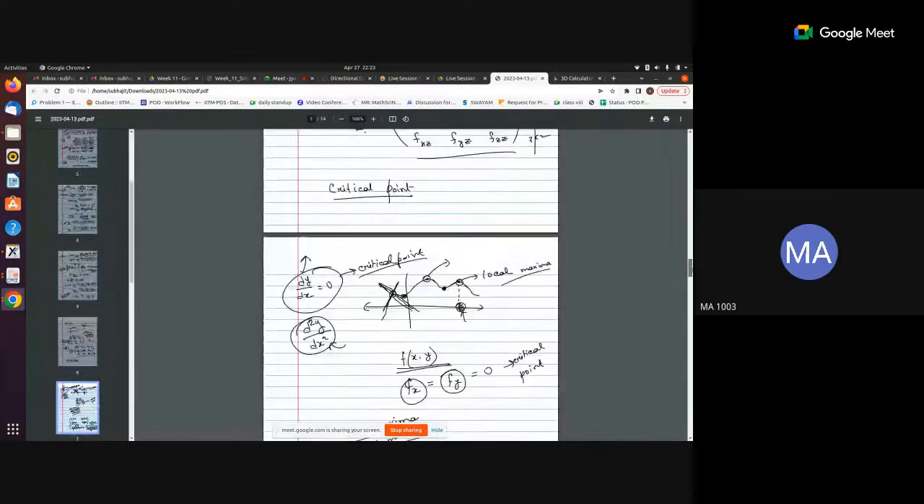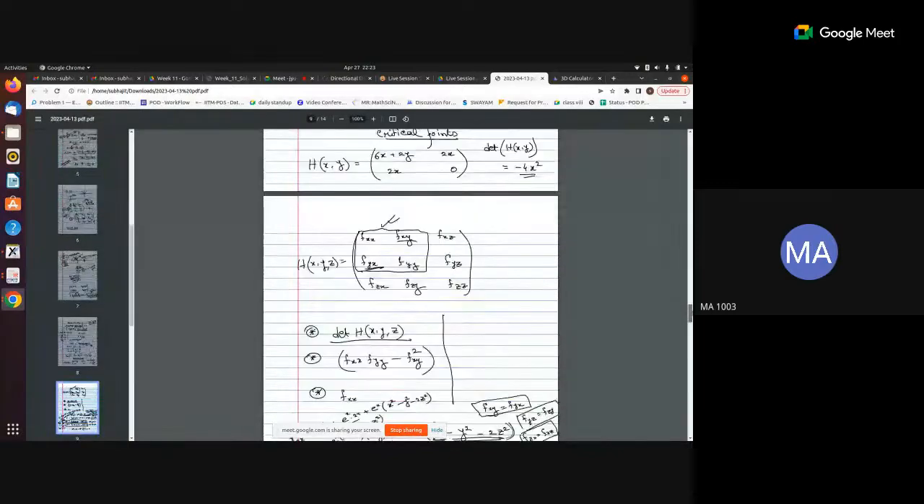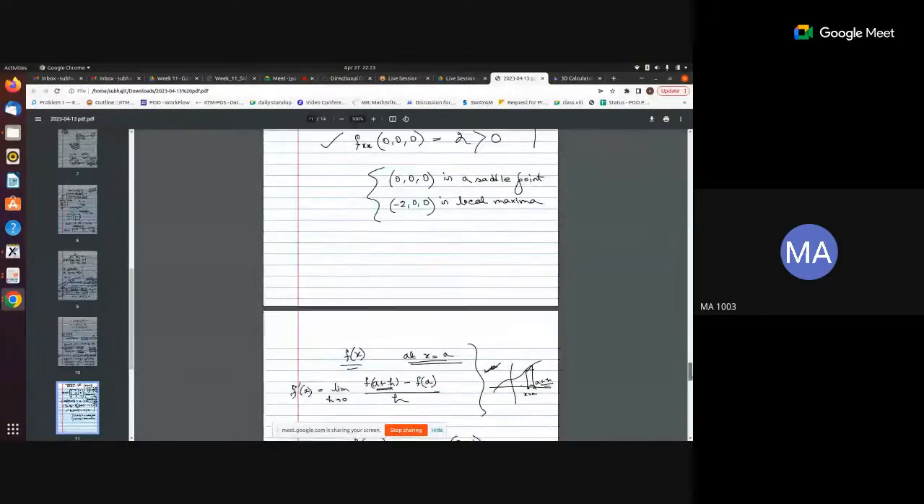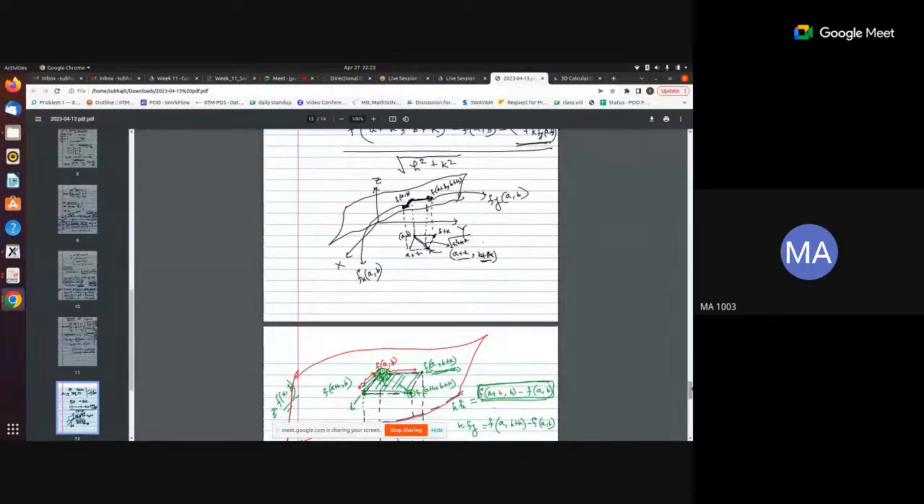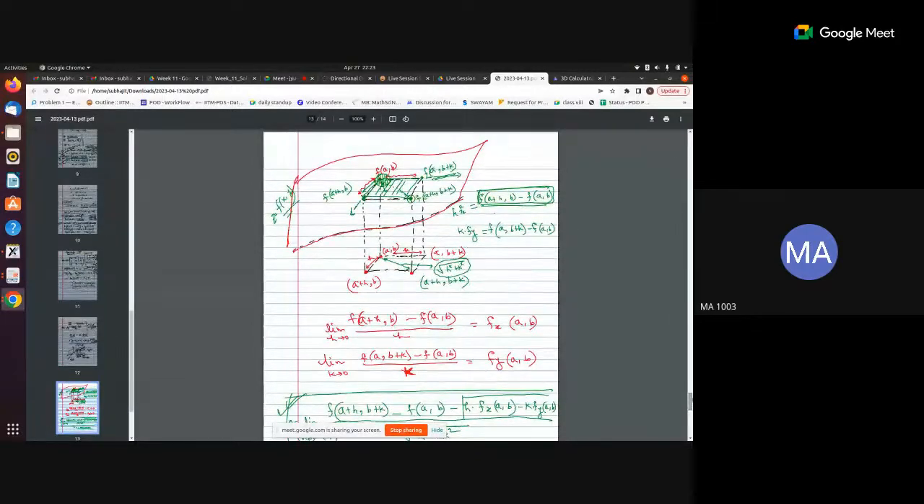In this document, let's see. Yeah, this is the diagram I was talking about. Actually, this was more than a half-hour discussion. So I have the point a comma b. You can see the cursor here, right? In this direction, I am drawing.